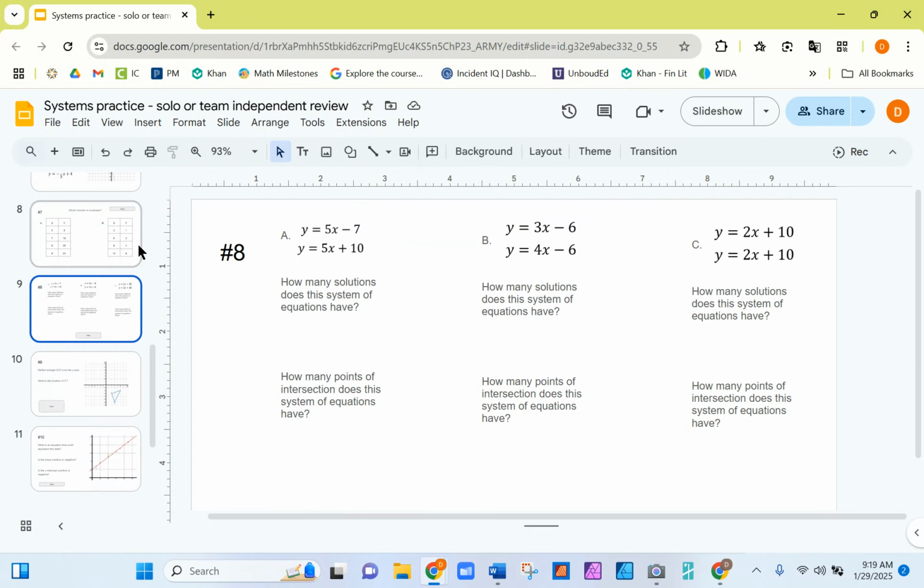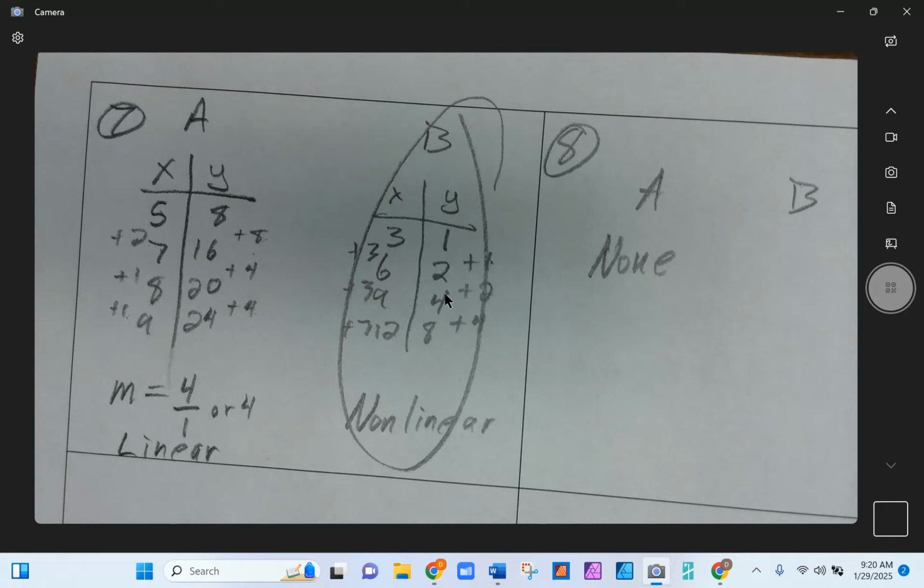Okay. How many solutions does this system of equations have? For A, you have the same slope and different y-intercepts. So that means, and I'm just going to do A, B, and C. So how many solutions does it have? Same slope and different y-intercepts means it's parallel, so they don't cross at all. So it has none. And then for the second part, how many points of intersection does it have? 0, right?